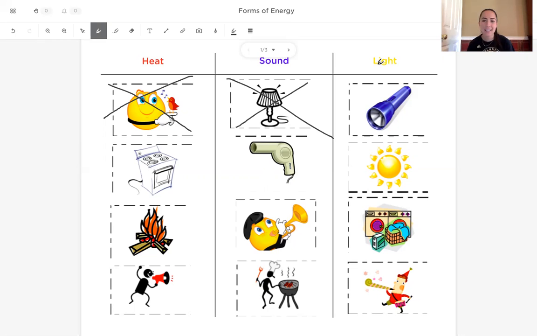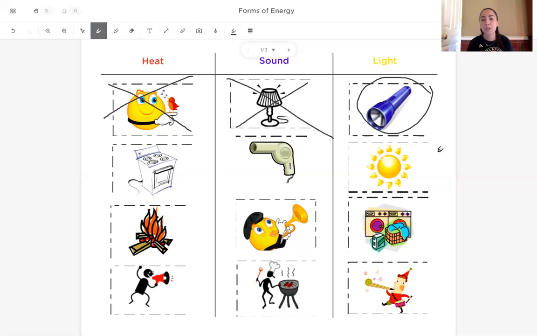So I need to think, does this picture make things brighter? Does it make a light that comes out of it? Let's look at a flashlight. Does a flashlight, when you turn it on, make a light and make things brighter? It does. People use it so that they can see in the dark. So because that makes light, I'm going to circle that picture.